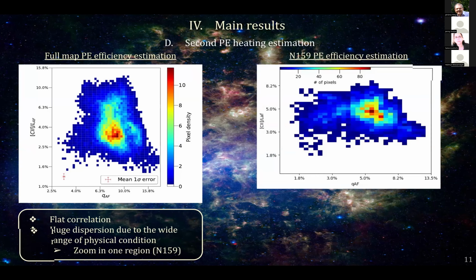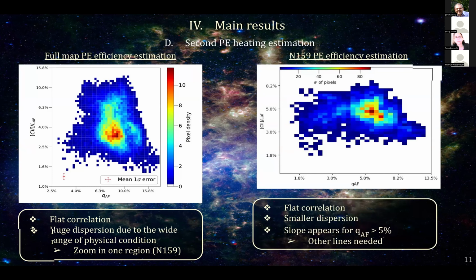And this is what we had. So we do have a flat relation and a smaller dispersion, but you can maybe see it, but we made some fit to make sure it wasn't an optical illusion. But above, let's say 5% of QAF, you see a slope that appears. And this is likely due to the fact that we only take into account the C+ luminosity. And for a denser region, we should also take into account some other tracers, such as O I.